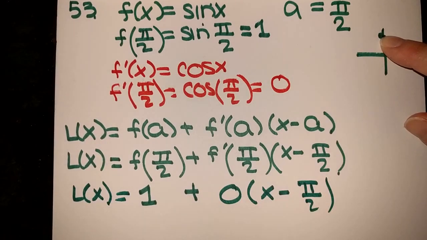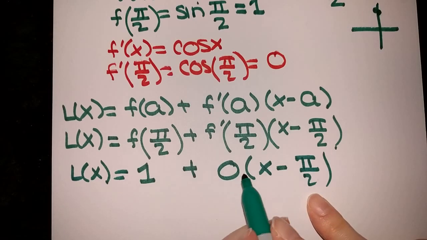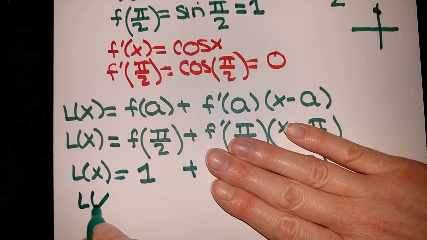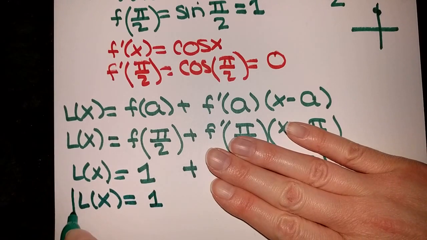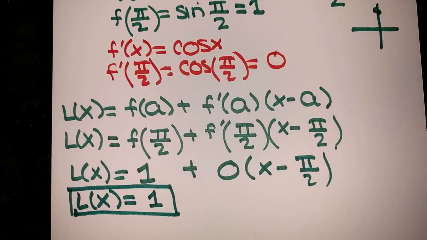Okay, now you could leave your answer there, but honestly it looks so weird to have this 0 times. If you have 0 times anything, that is going to completely drop out. So your linearization is really just L of x is equal to 1. Okay, so that is how we would get our linearization using the formula memorized.